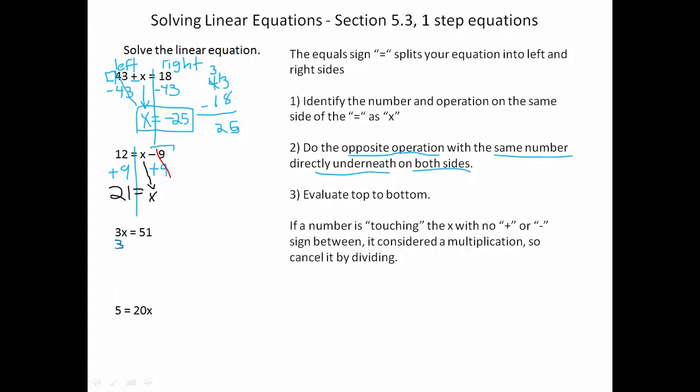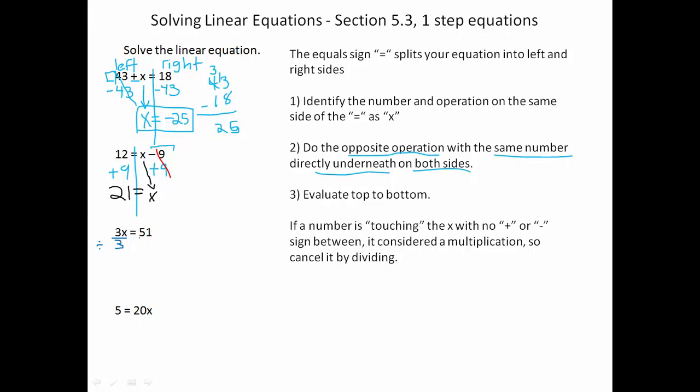And now I'm not canceling out an addition or a subtraction here, since that 3 is touching the x. It's understood to be multiplication, so I'm going to go ahead and divide by 3. And the way we do that in algebra is typically to write a fraction bar for division. You can use the old school division symbol, and that's fine, but the fraction bar is actually pretty helpful for reasons that will become apparent later on.